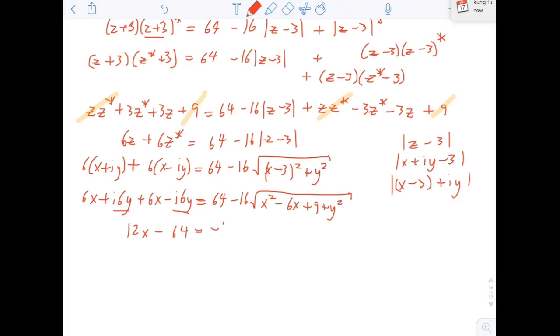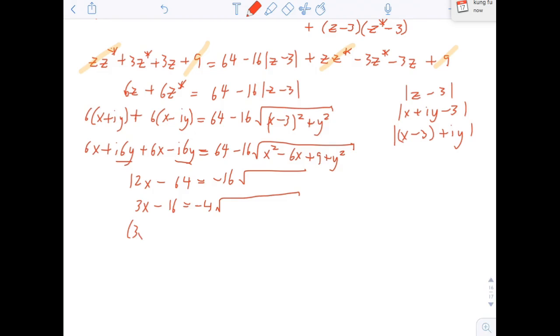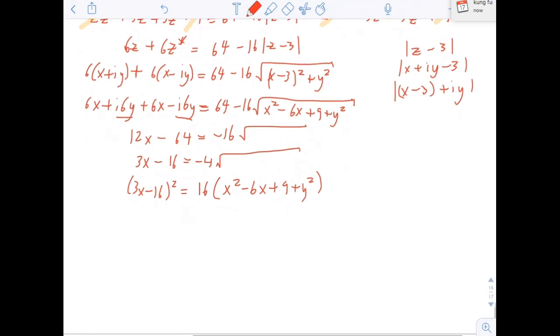And then on the right side, we'll have negative 16 root. And then we could make this a little bit simpler, divide everything by a common factor of 4. So then we end up with 3x minus 16 equals negative 4 root. And now we could square everything, right? So then we could say 3x minus 16 squared equals negative 4 squared, which is 16, times the inside of the root, which would be x squared minus 6x plus 9 plus y squared.